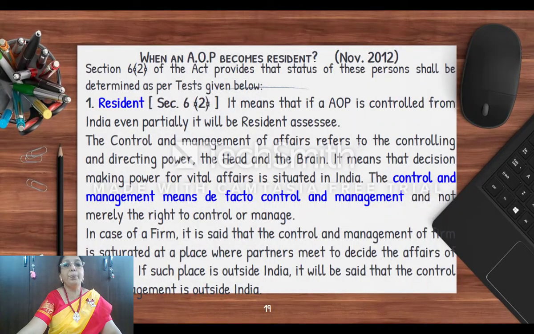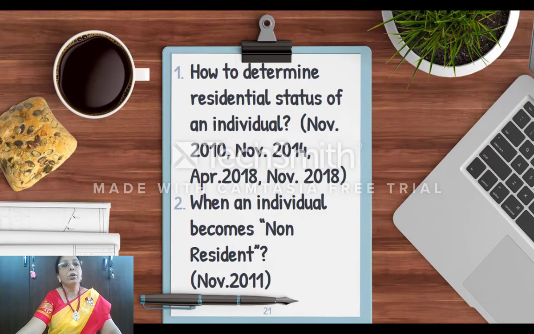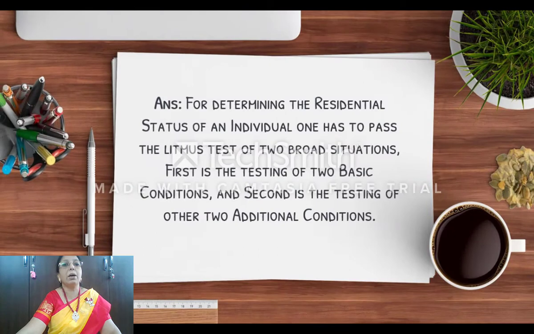Now, for an AOP, the control and management, that is the de facto control and management, should be from India. Then it is a resident. If not, it is a non-resident. So the person is classified based on the residential status as resident, non-resident. And if he is a resident, it can be ordinarily resident or not ordinarily resident. So how you will determine the residential status of an individual? So this is how it goes.